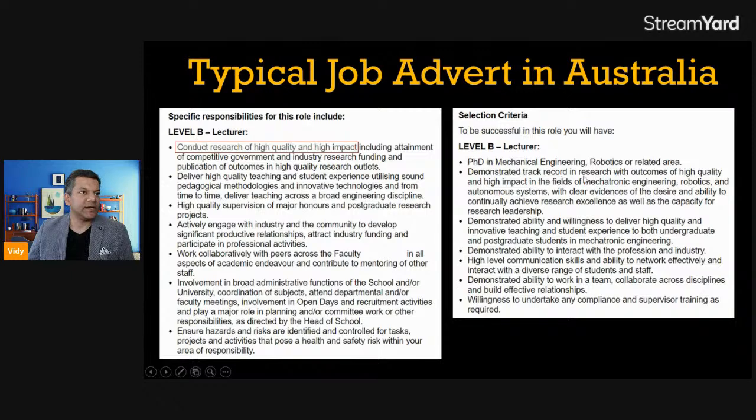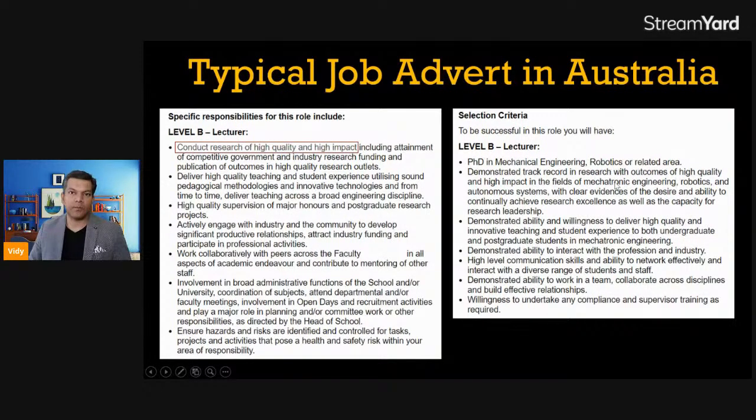Demonstrated track record in research. See, the first, after PhD, the next thing that they have listed is your track record in research with outcomes of high quality and high impact. Outcomes here refers to publications in these fields, with clear evidence of the desire and ability to continually achieve research excellence, as well as capacity for research leadership. So you should be able to do this after you complete your PhD.